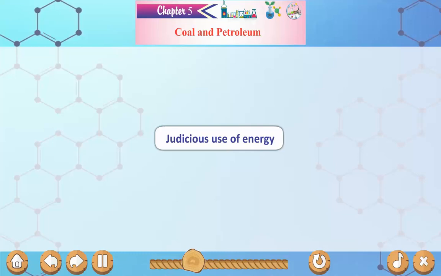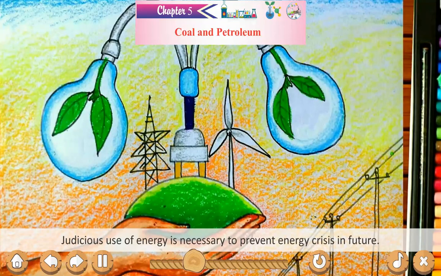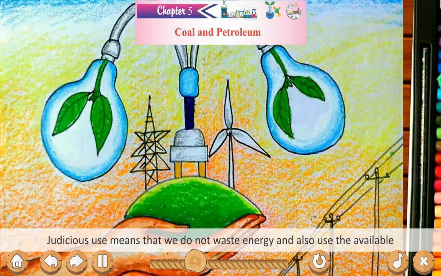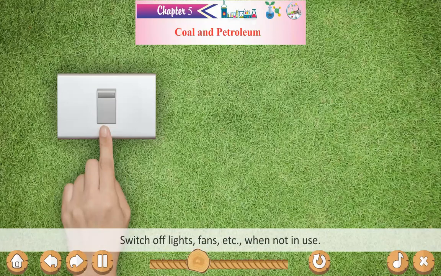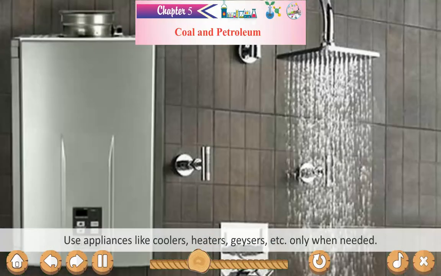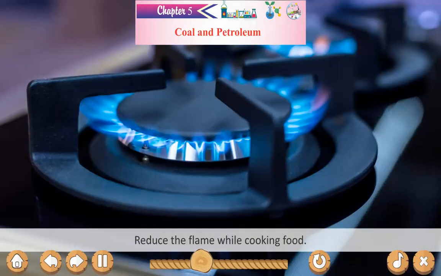Judicious use of energy. Judicious use of energy is necessary to prevent energy crisis in future. Judicious use means that we do not waste energy and also use the available energy with utmost care. Some ways to do it are given below. Switch off lights, fans, etc. when not in use. Use appliances like coolers, heaters, geysers, etc. only when needed. Reduce the flame while cooking food.